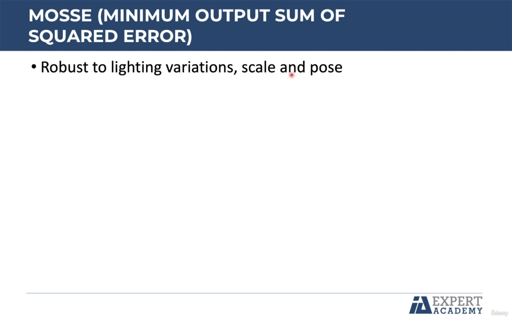It is also robust to pose. For example, in the first frame, the person is facing the camera, and in the next frames, the person has his or her back to the camera, or when the person puts the hand in front of the face. In order to identify these changes in the environment, the algorithm uses a mathematical concept called correlation filters.